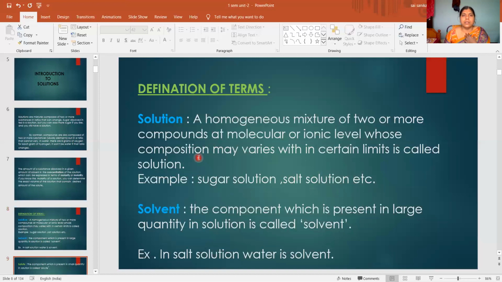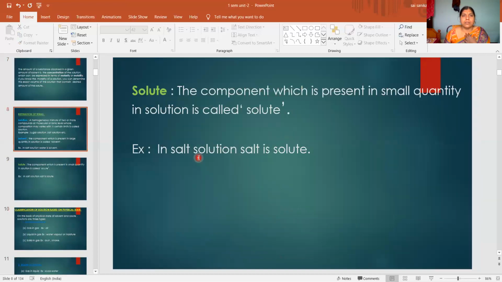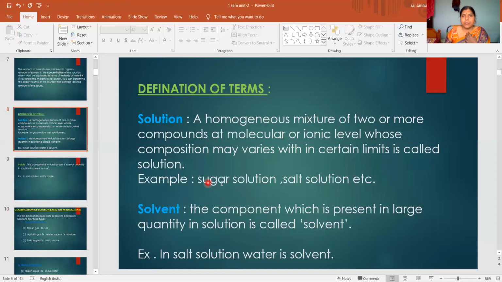Okay. Then a solution is made up of two components. What are the two components present in the solution? That is solute and solvent. So what is solute and what is solvent? If you consider one component is solid and one component is liquid, the solid component is solute and the liquid component is solvent.